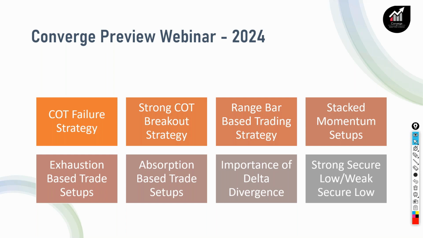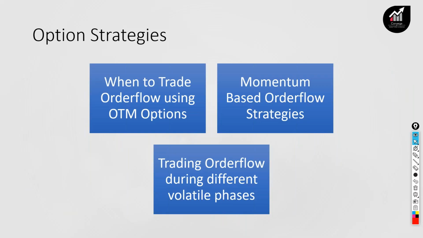And of course, there are very well-known setups we'll also be discussing. Some of them are exhaustion setups, absorption setups, and the importance of delta divergence, strong secure low and weak secure low. So the importance of strong secure low and weak secure low, how powerful a strong secure low is. Followed by that, I'll be discussing when to use order flow using options, OTM options particularly.